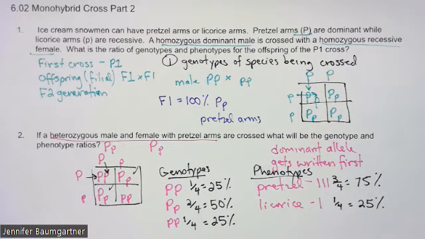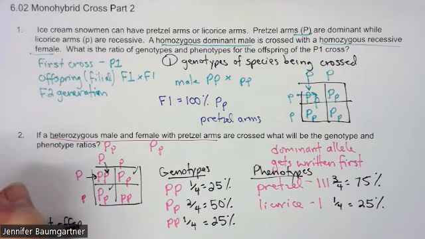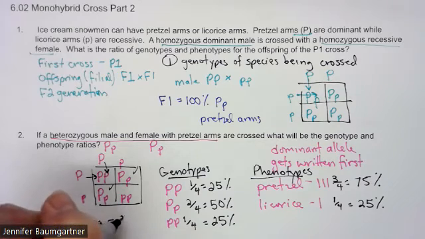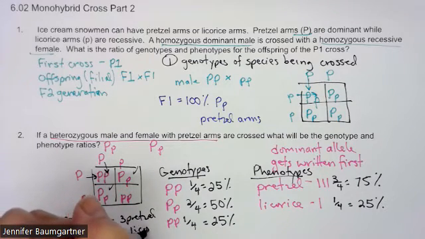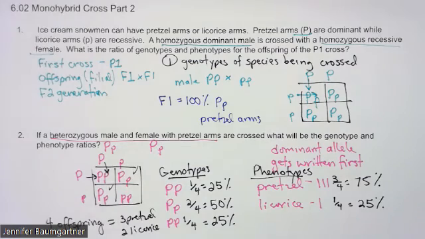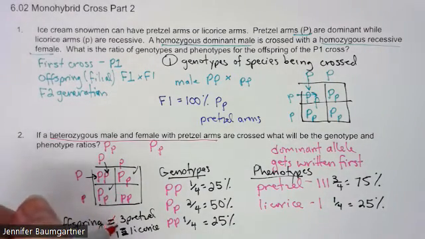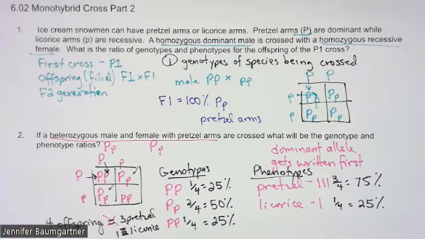So if I have 4 offspring, will they always have 3 pretzel arms and 1 licorice arm? What do you think? Am I guaranteed that? Oops, I'm sorry, 3 and 1. Am I guaranteed that? Well, if you said no, you're correct. We don't know for sure that that's what we'll have. So I'm going to put a little X through there, because this is a probability.